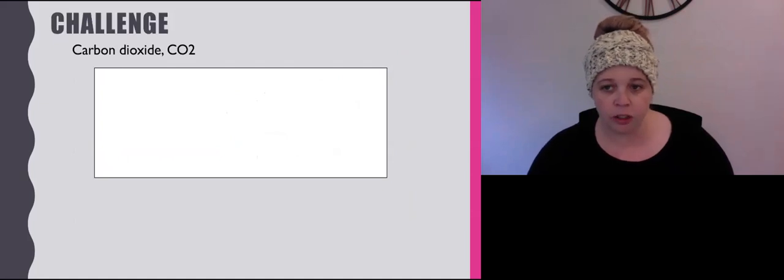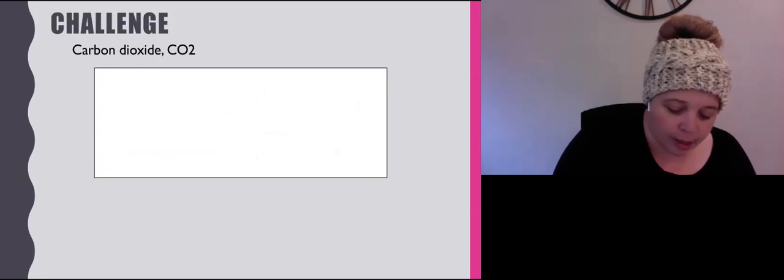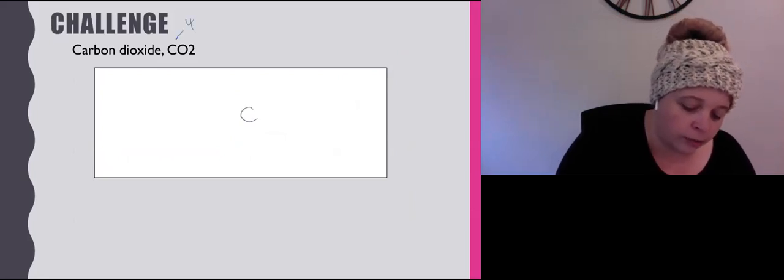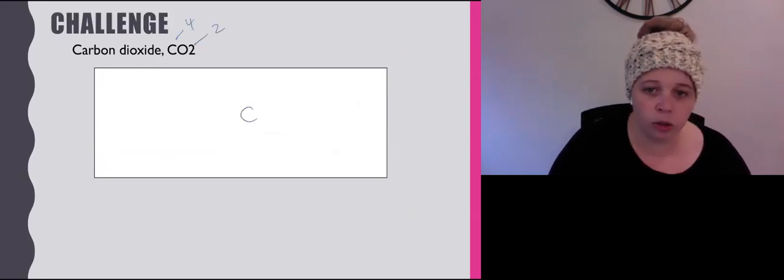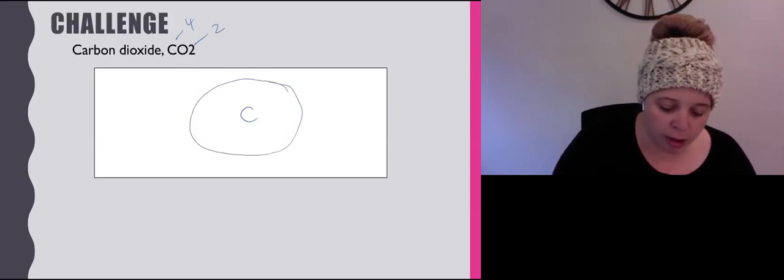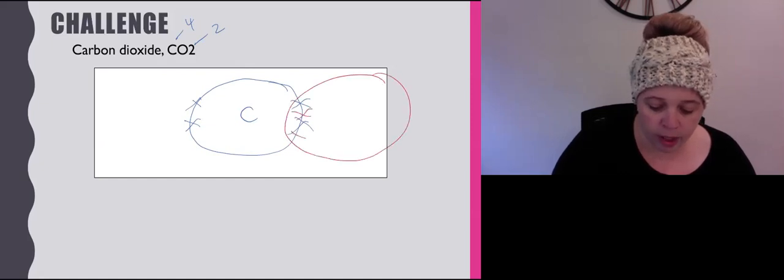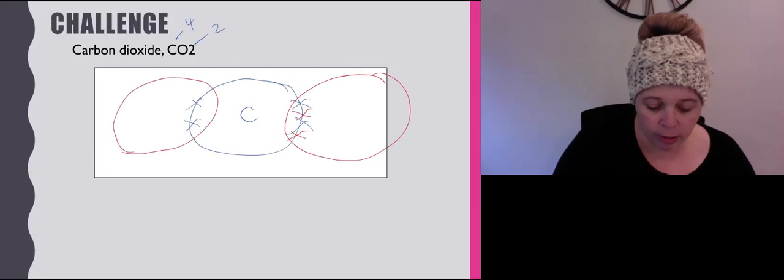So here's a bit of a challenge. I want you to pause, see if you can draw it, and then come back in. All right, so let's think about this. Carbon has 4, oxygen needs 2. Okay, so carbon has 4, it needs 4. What it's going to do is it's going to share 2 over here, it's going to share 2 over here. Now the oxygen is going to share 2 because you have to make sure that we're all equal, so each oxygen is going to share 2.